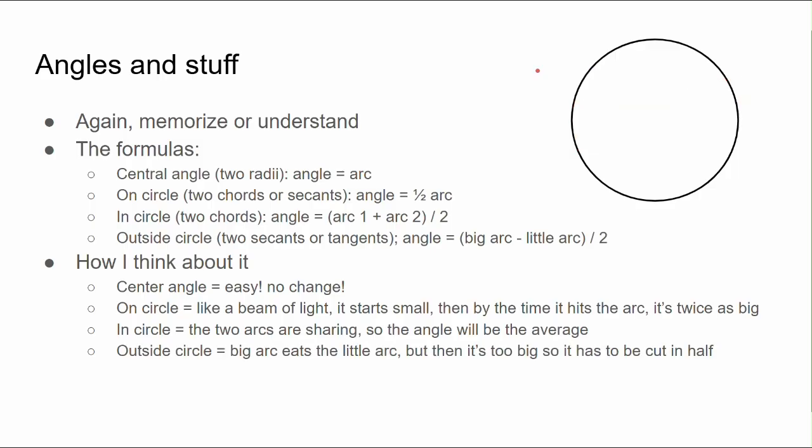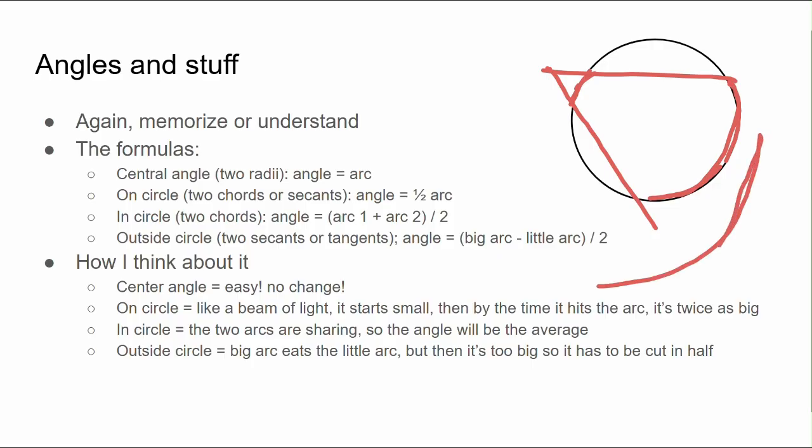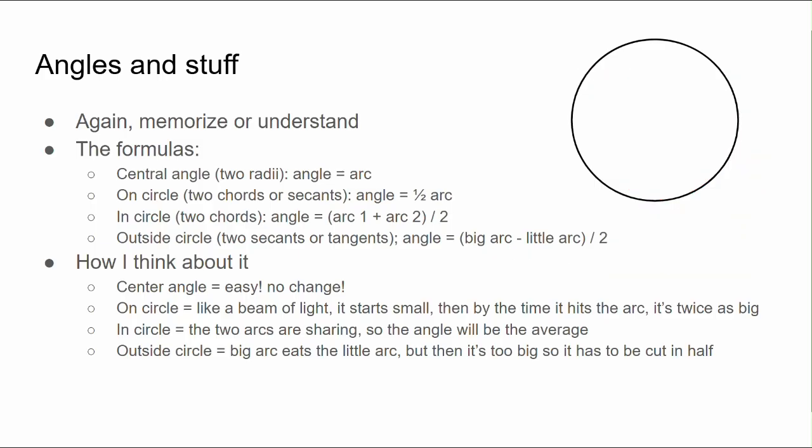If it's outside, then this big arc is jealous, and this big arc wants to eat the little arc. But if that big arc eats the little arc, it's going to be really big. It's going to be too big, so you've got to cut it in half. That one might be a little bit of a stretch, but hopefully that makes sense to you. When it's outside and there's a much larger arc, the big arc eats the little arc, and that is the subtraction here, and then you divide by 2 because it's already too big.